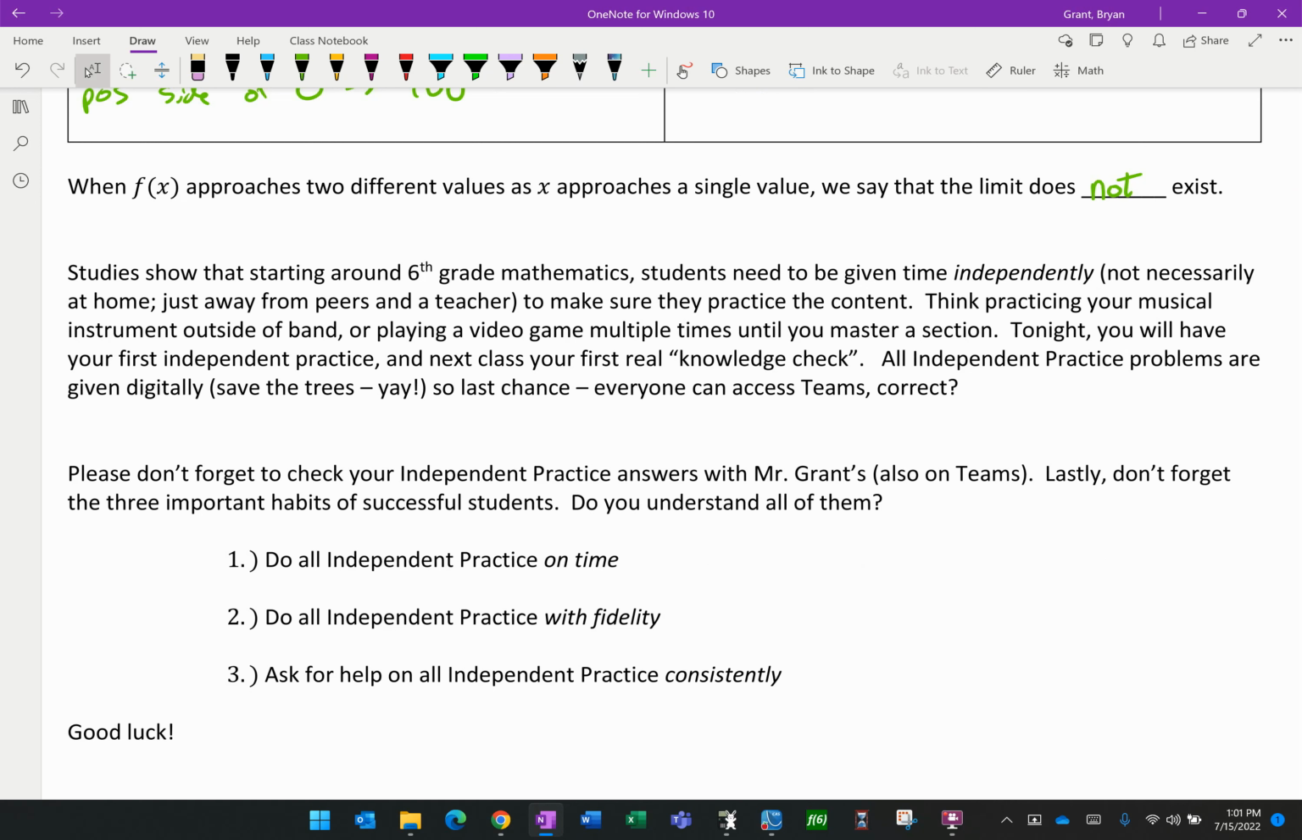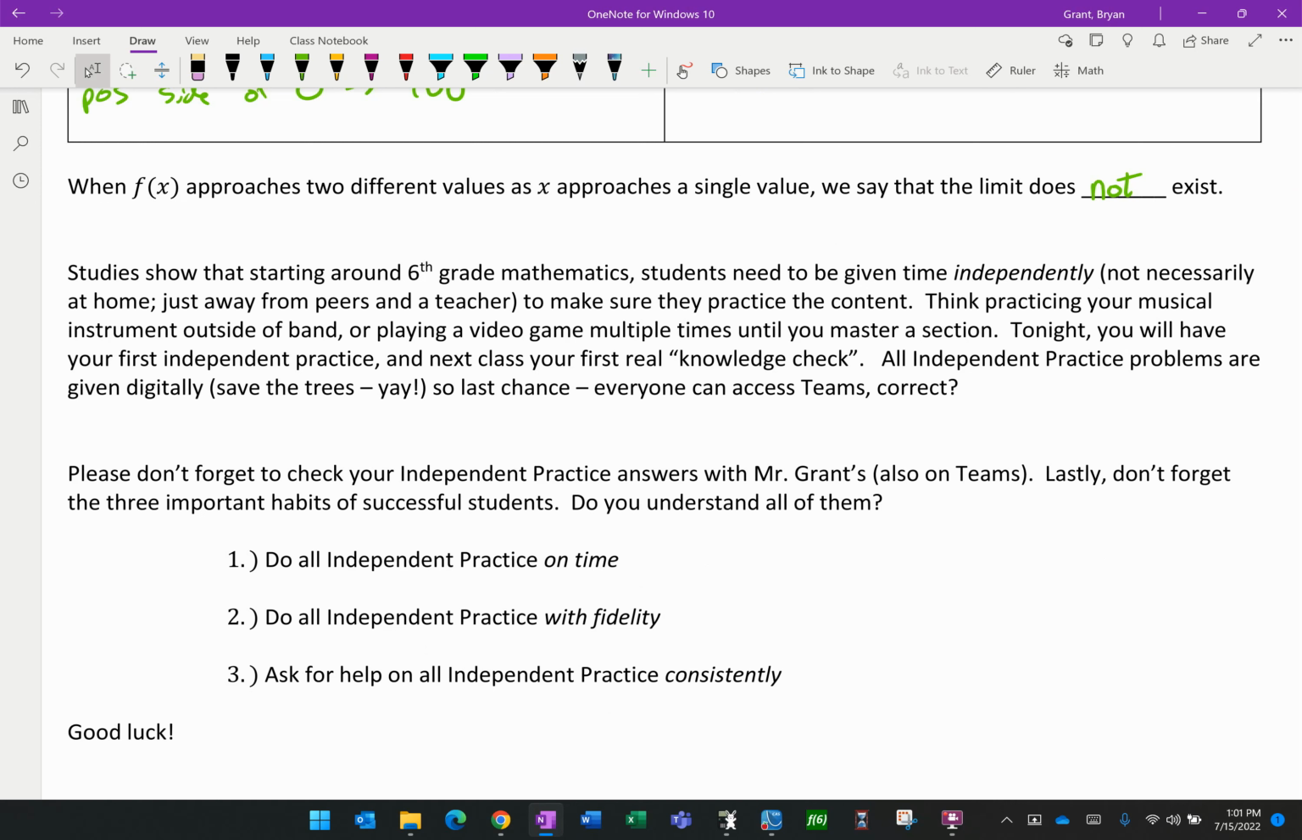So tonight you're going to have your first independent practice, and next class you'll have your first real knowledge check, right? We're just checking your knowledge. Think of it as a quiz. All of our independent practice problems are given digitally, so you'll need to be able to access Microsoft Teams. I do also have all my solutions on there as well.